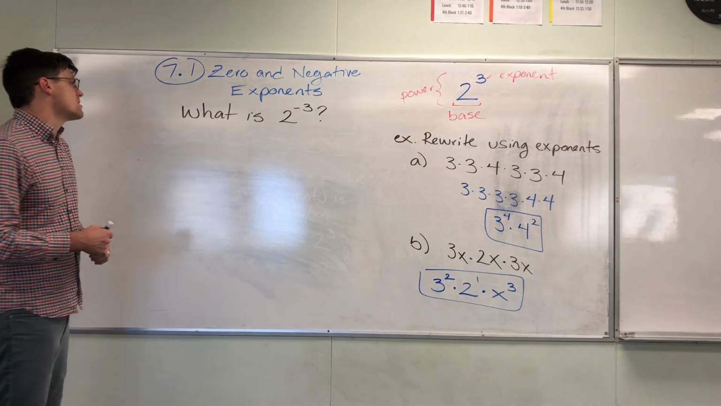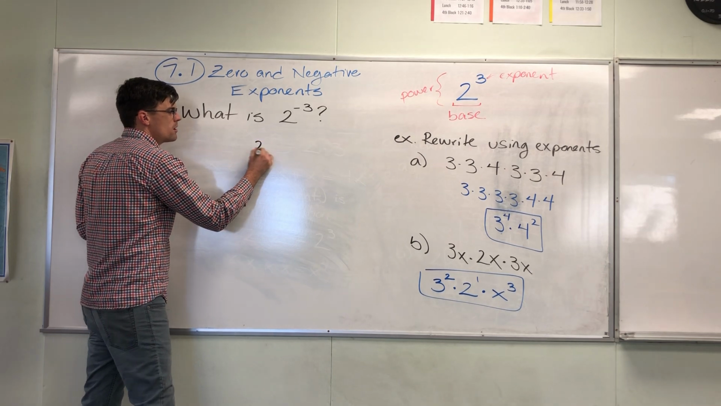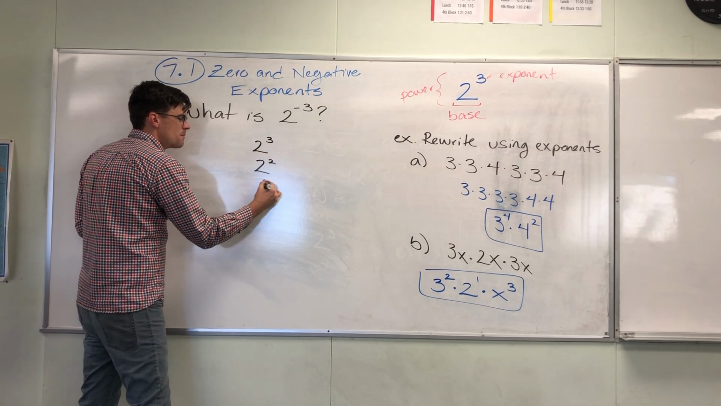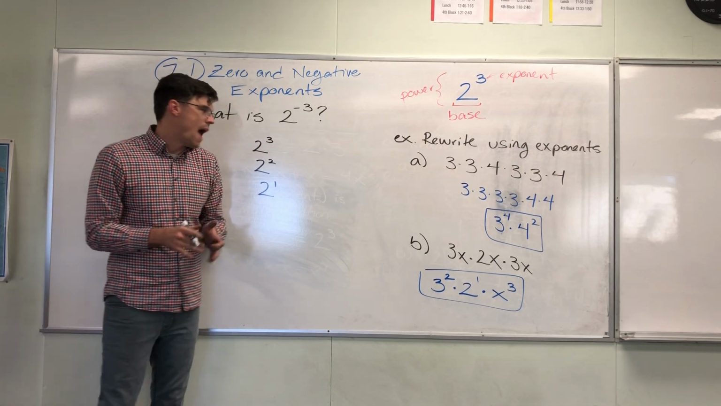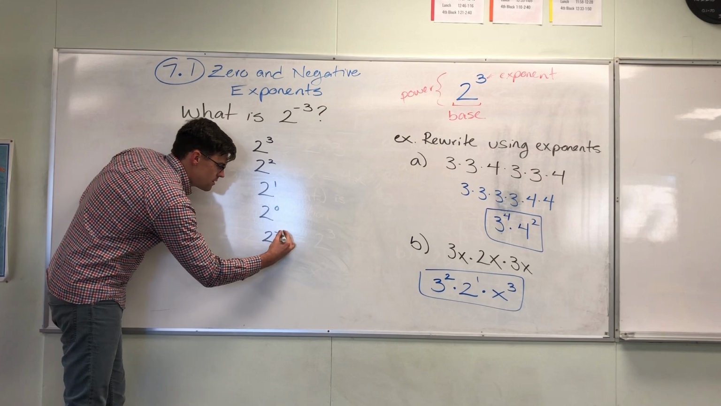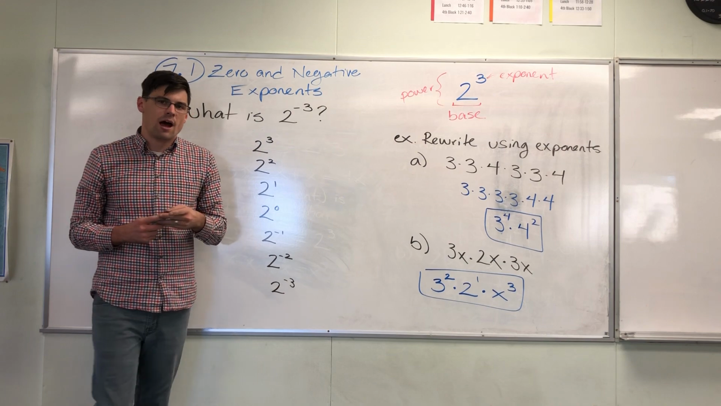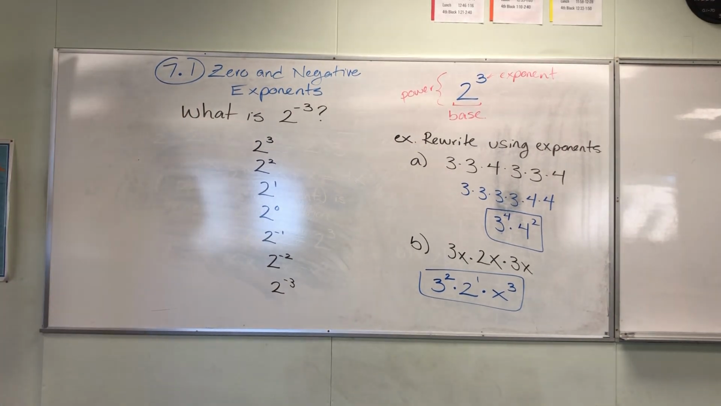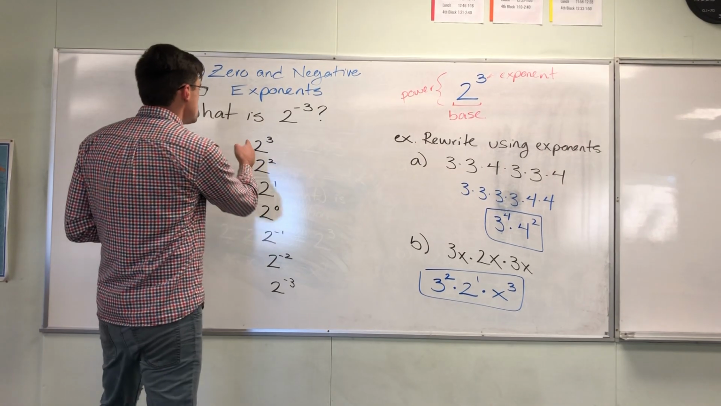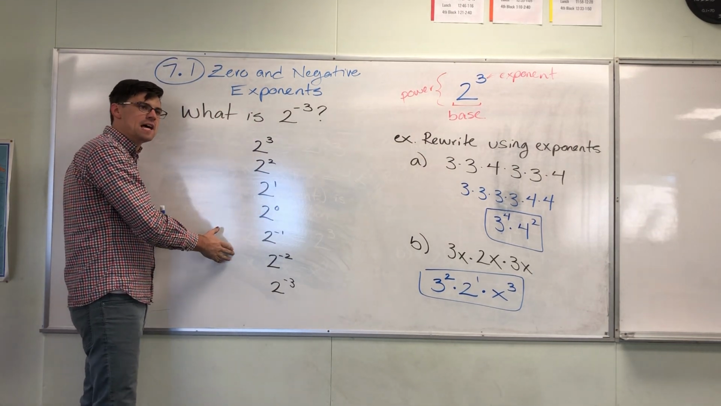How I'm going to explain this is I'm going to run through a series of powers. I'm going to start with what we already know, 2 to the third power, 2 to the second power, and 2 to the first power, and then I'm going to continue dropping the exponent down until we get to 2 to the 0, 2 to the negative first, 2 to the negative second, and 2 to the negative third power. We don't know what 2 to the 0 power is. We don't know what 2 to the negative third power is. So we're going to start with what we do know and see if we can find a pattern as we work our way down.